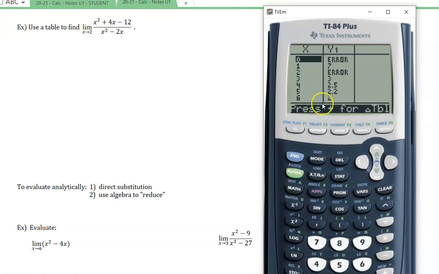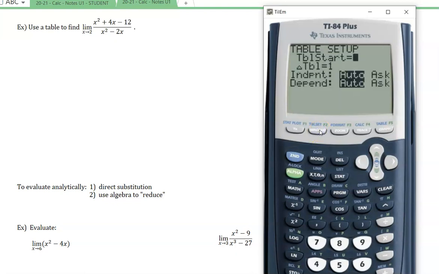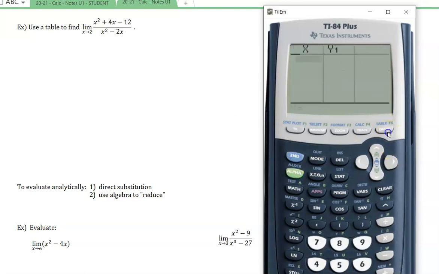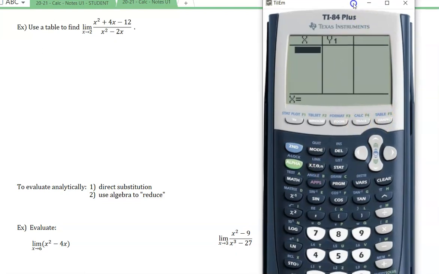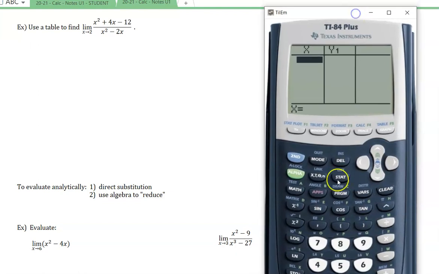So what we're going to do is go to the table setup, which is second window, okay? And it doesn't really matter where we start, but we're going to go down to our independent variable and change that to ask, okay? And the reason we're doing that is because we want to be able to control what values go in, and it will evaluate for us. So let's go back to the table. So now I'm going to put in numbers that are close to 2 from both sides, and it's a little off the screen here, but that's okay.